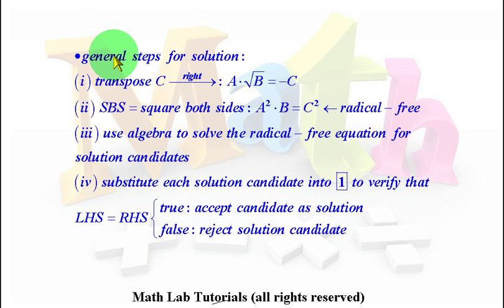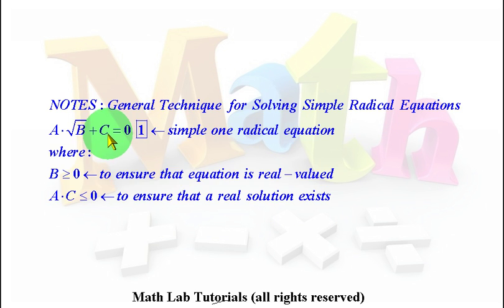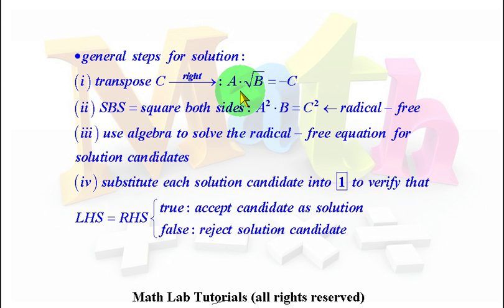Here are the general steps for a solution. The first thing we do is transpose the c over to the right-hand side. You'll recall that the c was on the left. We're going to move it over to the right. When we move it over to the right, we get a dot the square root of b is equal to minus c. That's the first move, is to transpose the c over to the right.